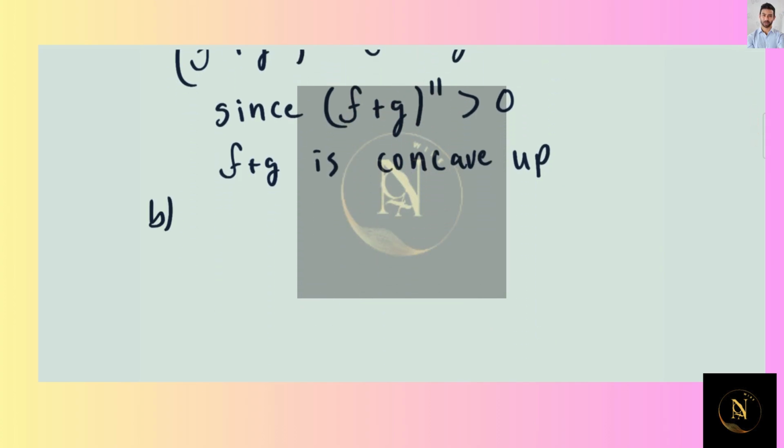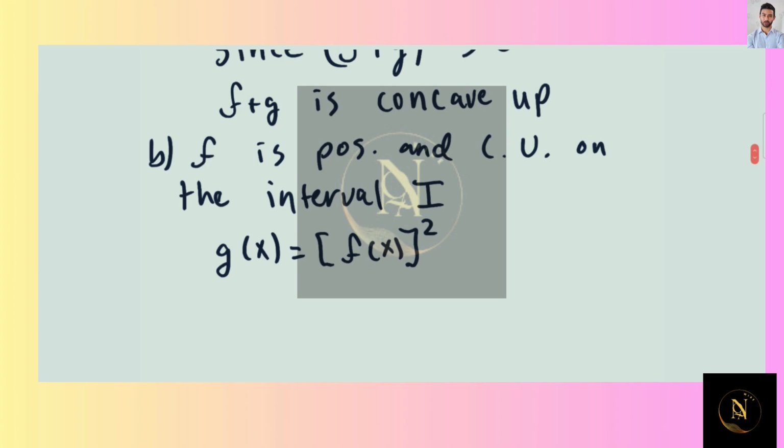And for part B, we're going to show that if some function f is positive and concave up, so we're going to say f is positive, and I'm going to denote concave up as cu, on the interval I, then we need to show that this function g of x, which is just equal to our function f of x squared, is also concave up on the interval I.